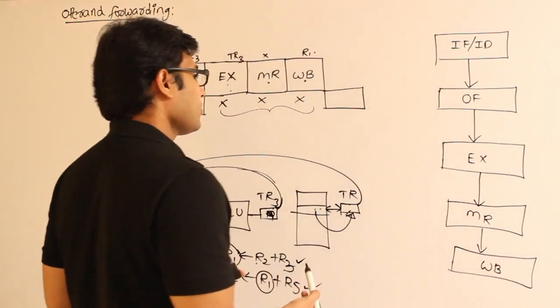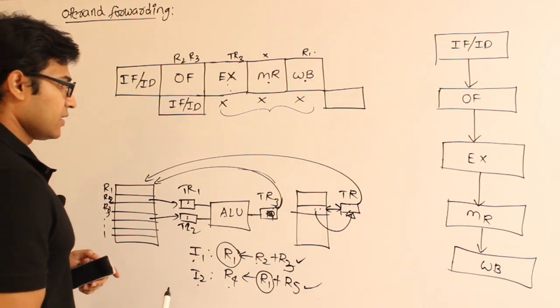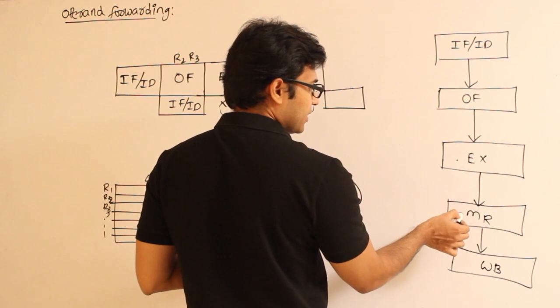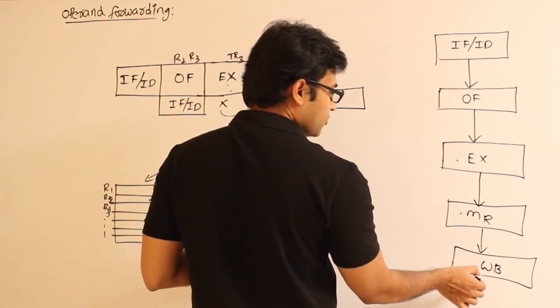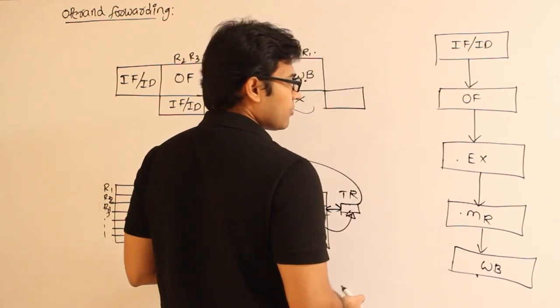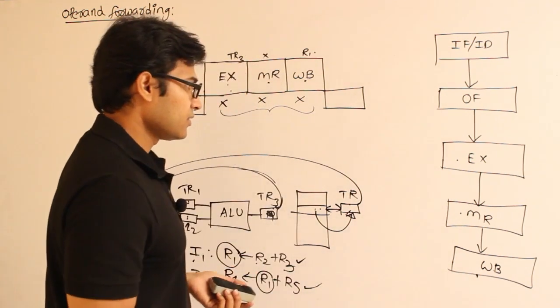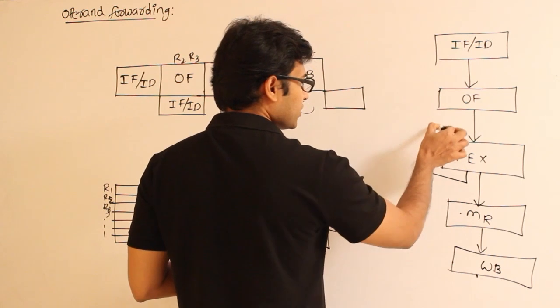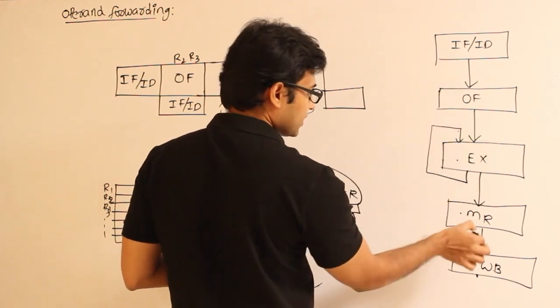Now this technique, operand forwarding, says that whatever has been computed here will normally be written back into the registers only after this. But this particular technique says that whatever has been computed here should be provided as the input to the execution phase without waiting till here.